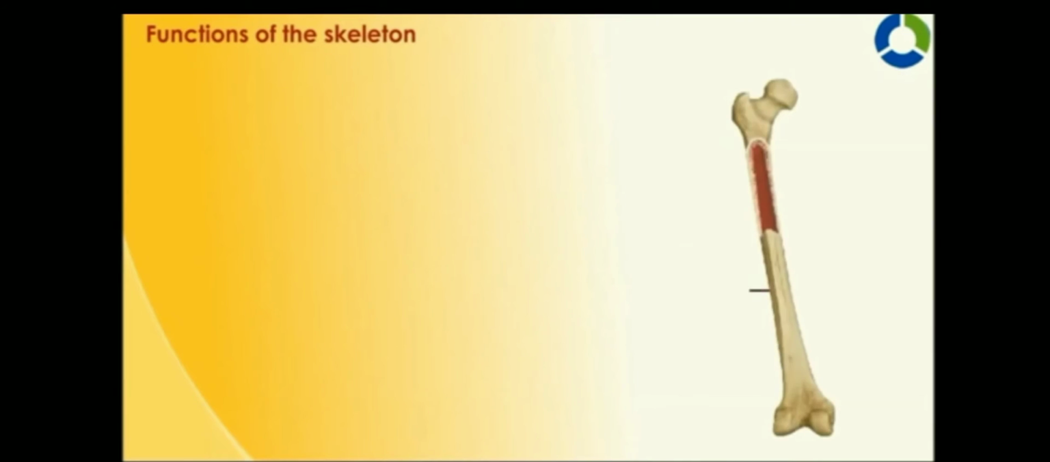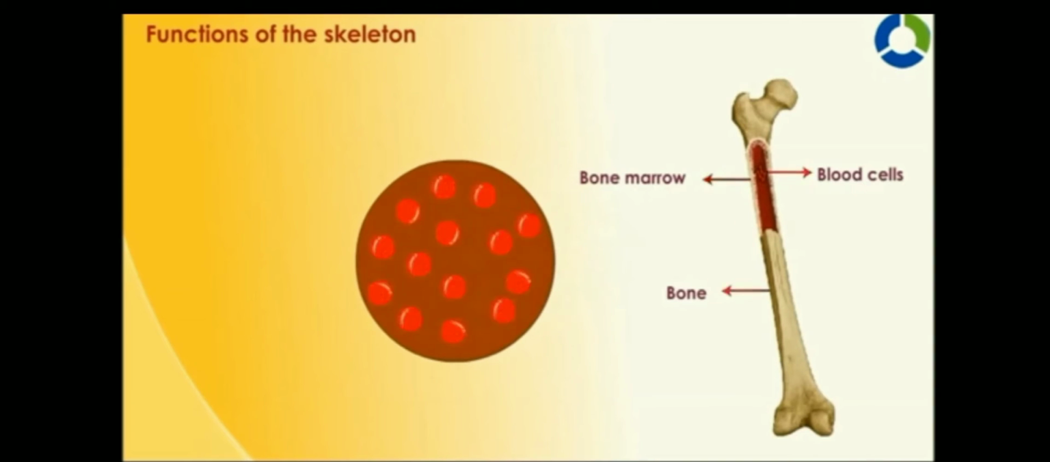The long bones of the skeleton contain a cavity which is filled with a soft, fatty material called bone marrow. Blood cells are made in the bone marrow. The red blood cells contain a red substance called hemoglobin, which carries oxygen from the lungs to all parts of the body.